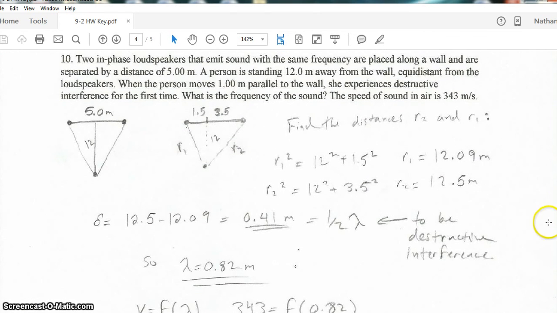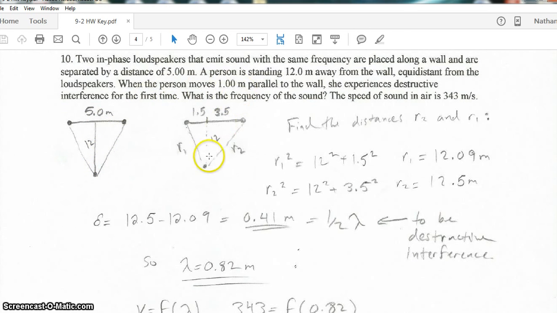Question 10 is almost identical once we get it set up to what we just saw in question 9, right? So a little bit more geometry involved here because we're walking parallel to the speakers. So here's the initial setup. The two speakers are 5 meters apart. We're 12 meters away from the wall, but we're standing right in the middle. We're equidistant from the two speakers, so we're the same distance here as we are over here, which tells me obviously that would be an area of constructive interference, because if they're identical, in-phase speakers that emit the same frequency, then those two sounds are going to be meeting up in phase at that location, right?